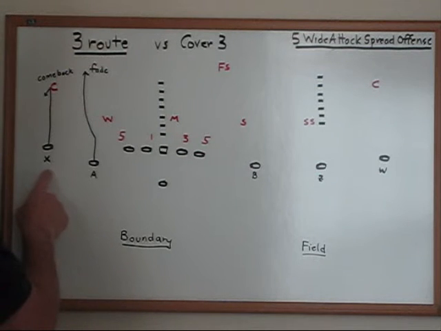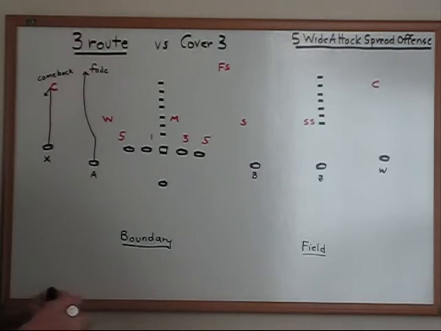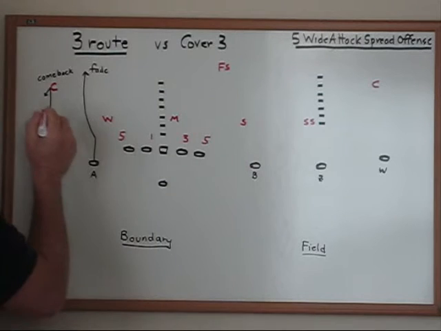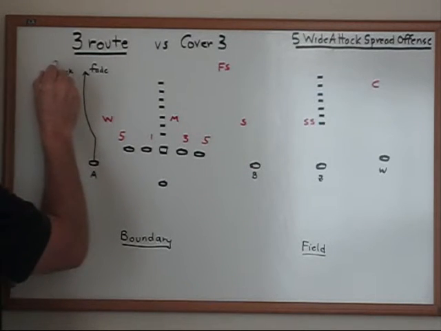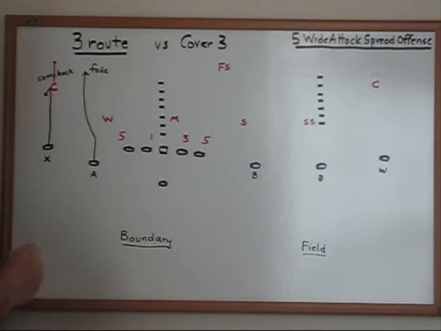So over here on the boundary, what we have is a comeback and a fade. Now what we're trying to do is work this corner a little bit. We know that he has the deep third, and that when the ball is snapped, he's going to backpedal and read 1 to 2.